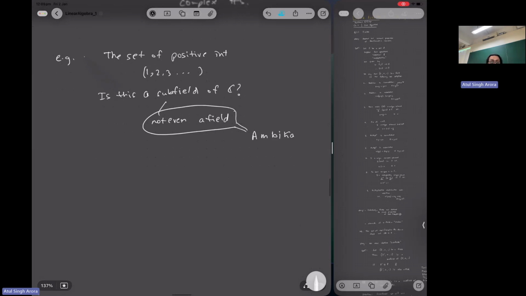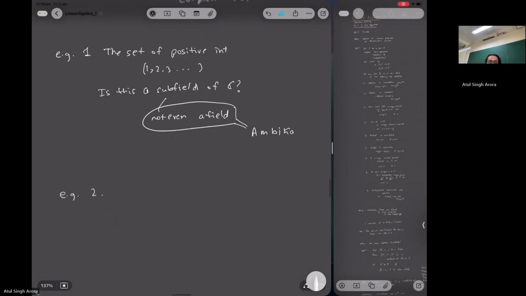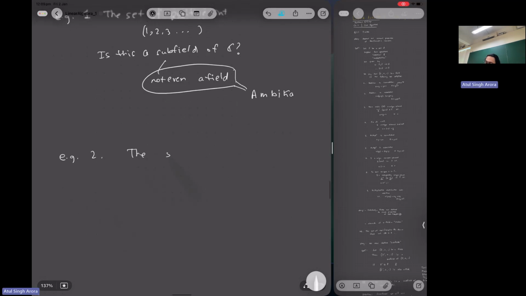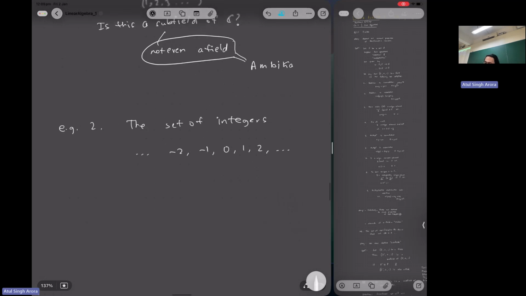So let's look at the next example. So this was example 1, I suppose. Let's look at example 2. The set of integers: -2, -1, 0, 1, 2. Okay. So is this a subfield of C?